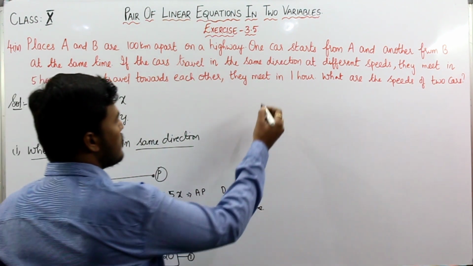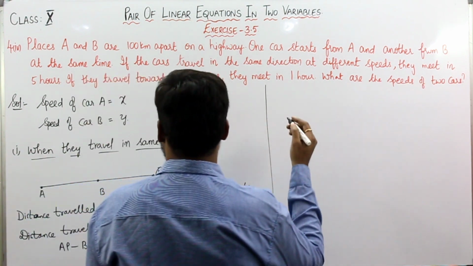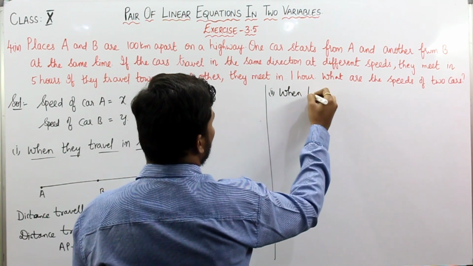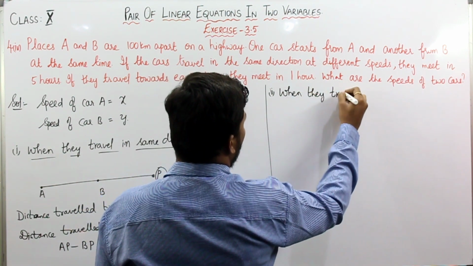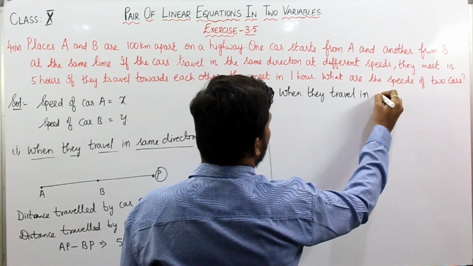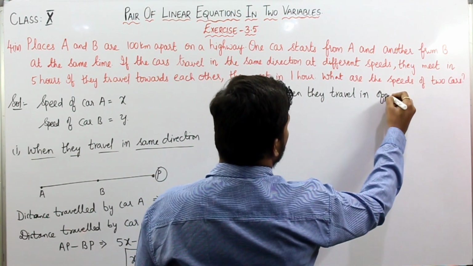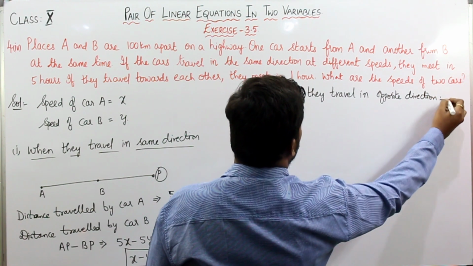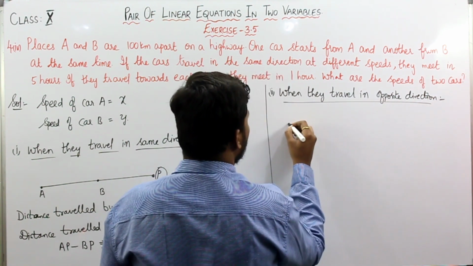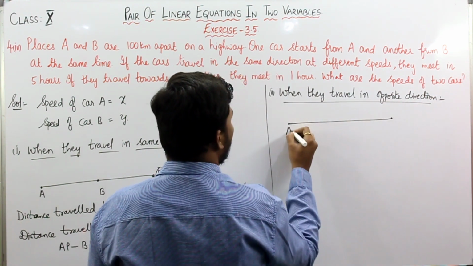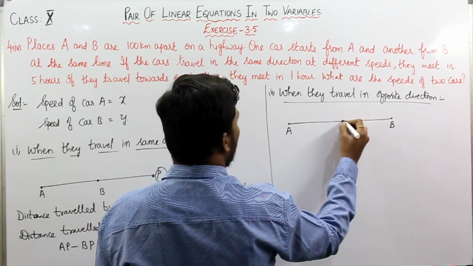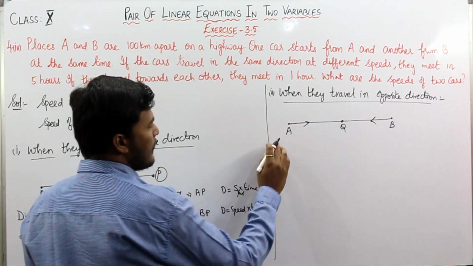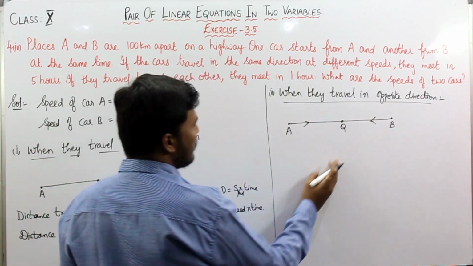Okay, so now the second case, that is when they travel in opposite direction. Okay, so let us assume that this is the point A and this is the point B and this is the point Q where they are meeting. So the car is traveling in this manner and this car is coming in this manner.